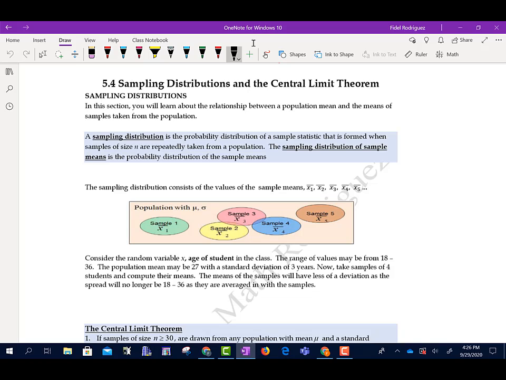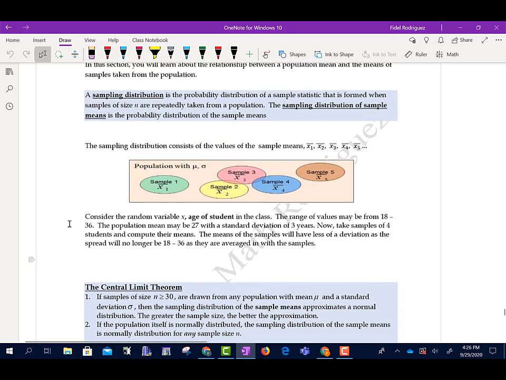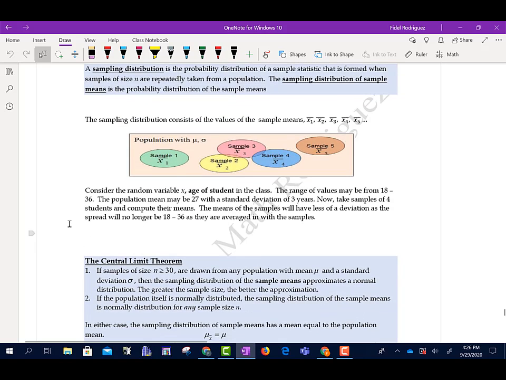Okay, and here it says the sampling distribution consists of the values of the sample means, x1 bar, x2 bar, x3 bar, x4 bar, x5 bar, and so on and so forth. So if we have a population that has a population mean of mu and a population standard deviation of sigma, then we start taking samples of a particular size, and we find the average of each of those individual samples, okay? It says, considering the random variable x, which is the age of the student in a class.